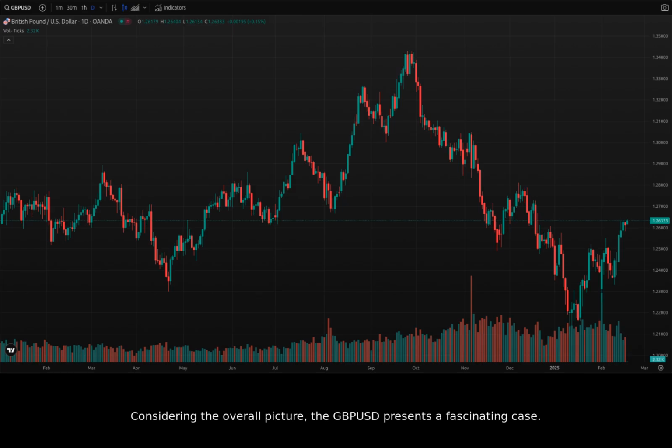Considering the overall picture, the GBPUSD presents a fascinating case. While the daily chart shows consolidation around the 1.26 level, the 1-hour chart presents a clear bullish trend. The 15-minute chart, however, suggests increased volatility and a possibility of a short-term reversal. Therefore, a short-term bearish correction could be on the cards, potentially targeting the 1.255 support level. However, the price may quickly rebound and push past the resistance level at 1.265.